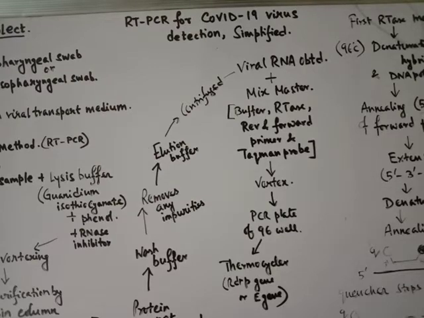After addition of the elution buffer, it is centrifuged in a spin column, and after centrifugation the viral RNA is obtained. This viral RNA is now placed in a master mix, which contains a PCR-specific buffer. Also we have a reverse transcriptase. This RTS written over here is basically reverse transcriptase.